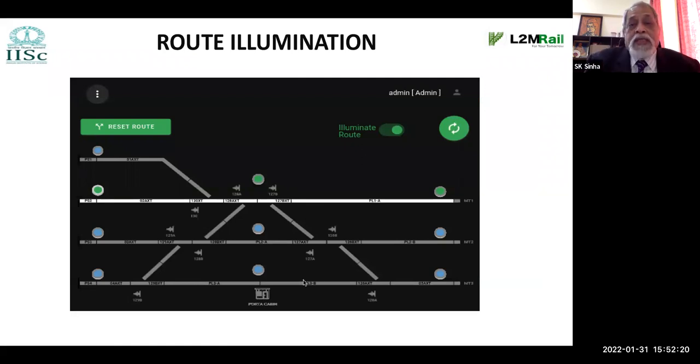The drivers also can set the route. He doesn't have to set the route at every point. He can set the route a priori and illuminate the route. Now this driver has set up this route. This is illuminated. He or she knows that yes, this route is for him. He can go straight there.